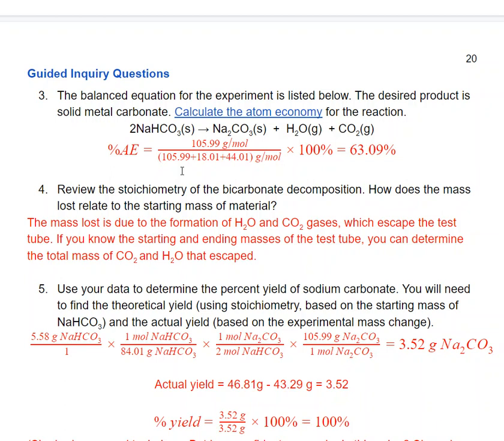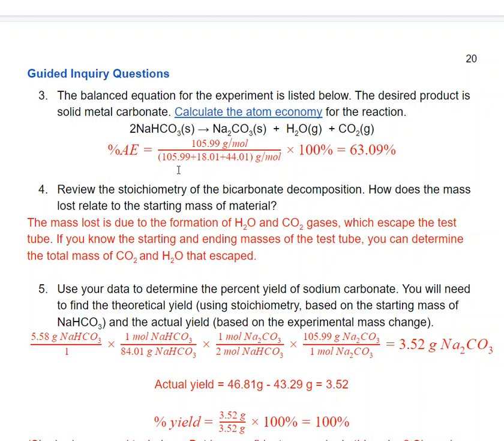So remember, percent yield is a measure of how well you did the experiment, how much of what you were expecting did you actually get. Whereas atom economy is how efficient the reaction is. The lower the atom economy is, the more waste products were produced.